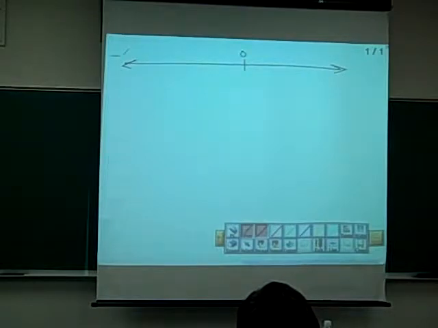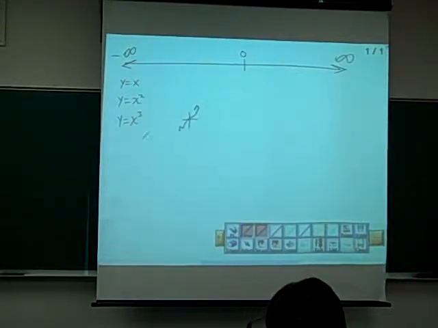Anything with y equals x is negative infinity to infinity. Y equals x squared, negative infinity to infinity, right? Because that's going to go up and to the right and up and to the left. Y equals x cubed, because that's going to be up and to the right and down to the left. So that's going to continue on negative infinity to infinity.